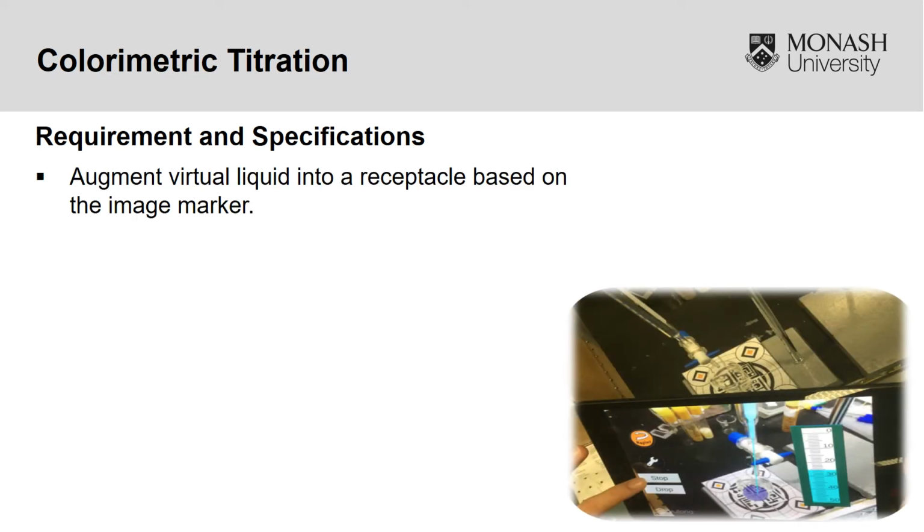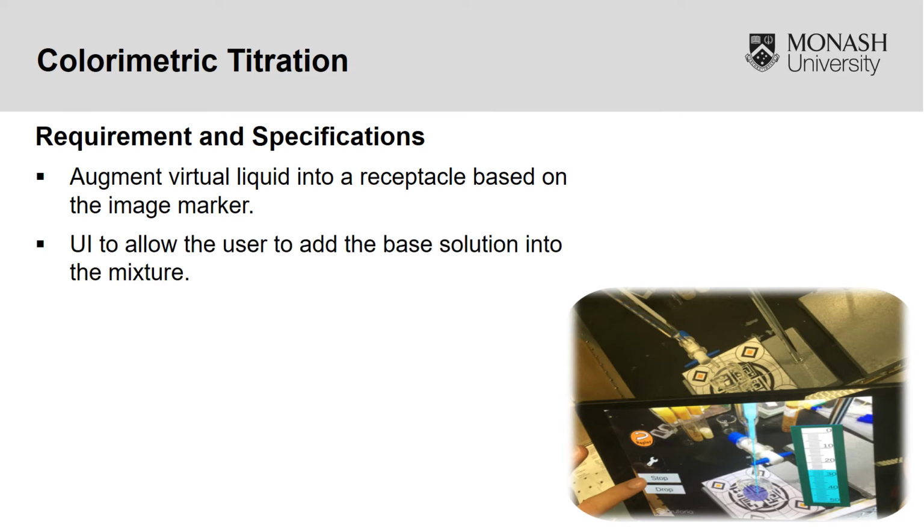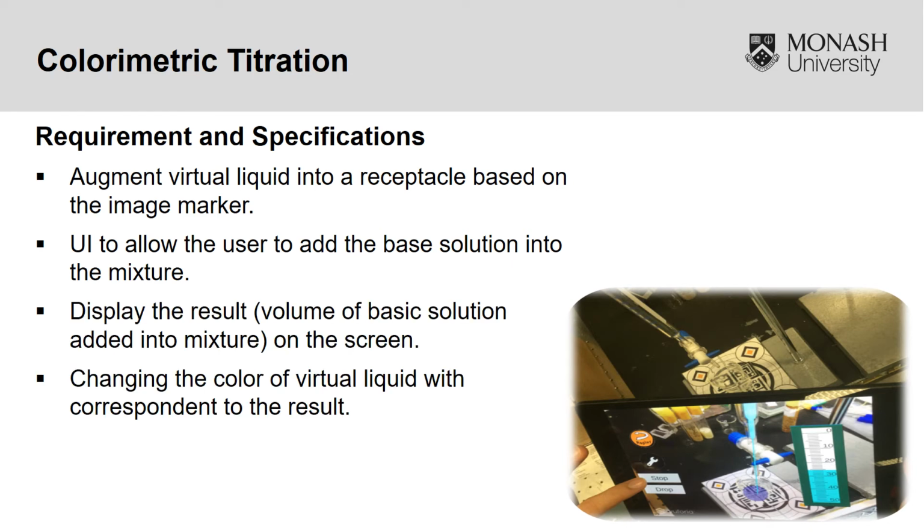In the following session, I will be explaining the requirements for this colorimetric titration application. Firstly, the application must be able to augment the liquid in the beaker and the burette based on the image marker. Next, a simple user interface is required to allow the user to add the base solution into the mixture. The results such as the amount of basic solution added into the mixture and the color change of the mixture should be able to show to the user.